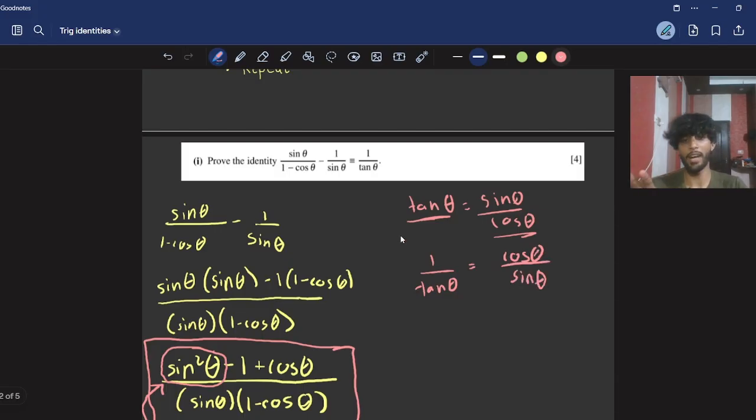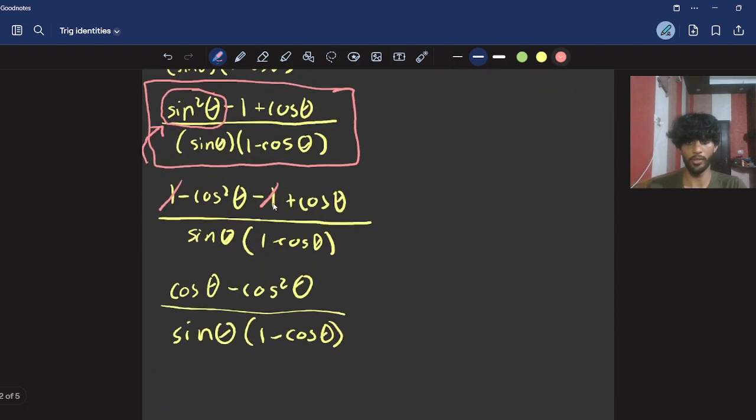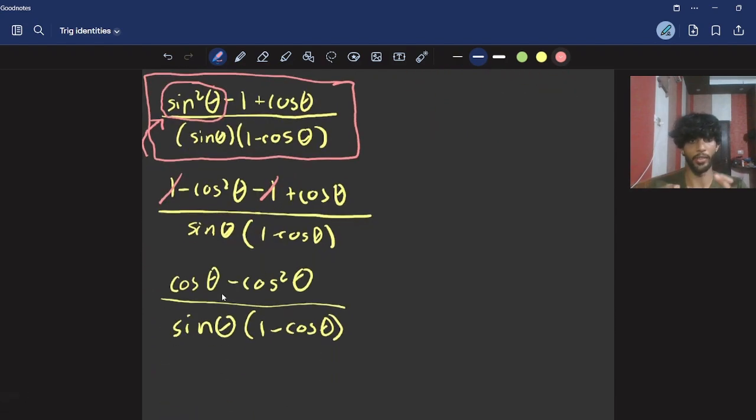So right now, what I need is cosine theta over sine theta. And if you go to my fraction, you can actually see that I can get that. The way I do that is because there's already a sine theta in the denominator. All I have to do is somehow vanish this stuff and get a cosine theta up there in the numerator.